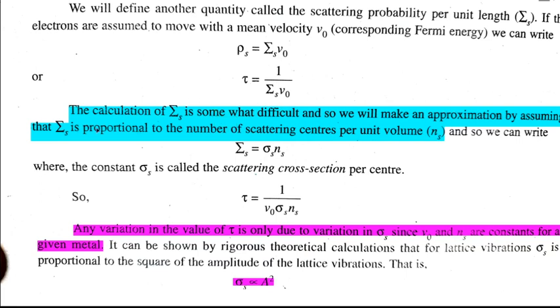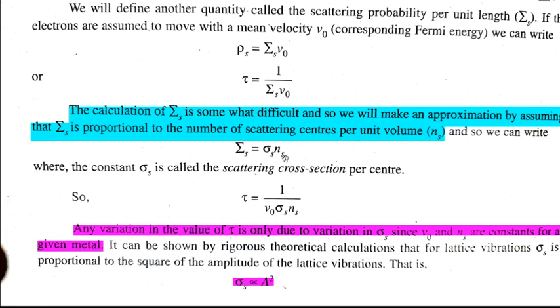So they said that sigma s is proportional to the number of scattering centers per unit volume. So how many scattering centers per unit volume you have, and according to that you will have a strong probability of sigma s. So if ns is high, then naturally sigma s will be high. In a nutshell, sigma s is directly proportional to the scattering centers per unit volume. What are scattering centers? Nothing but the host ions.